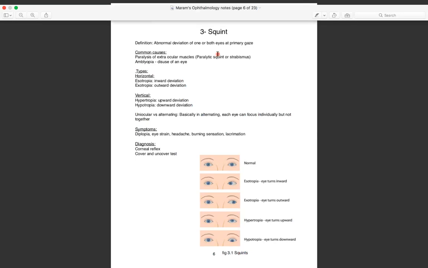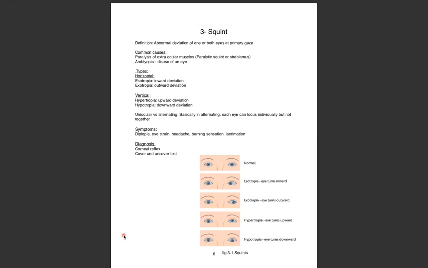عندنا تاني squint. Squint is basically when the eyes aren't looking in the exact same place, or like there's an abnormal deviation of the gaze. عندنا common causes. Paralysis of the extraocular muscles. So اسمه paralytic squint. Or amblyopia, which basically means the disuse of an eye. So like when one person is not using one eye as much, they're focusing on only one eye, بيحصل slight squint as well.